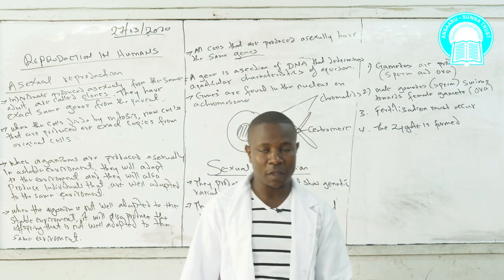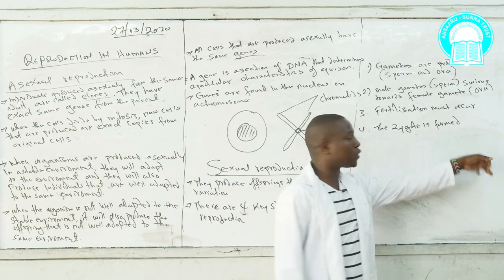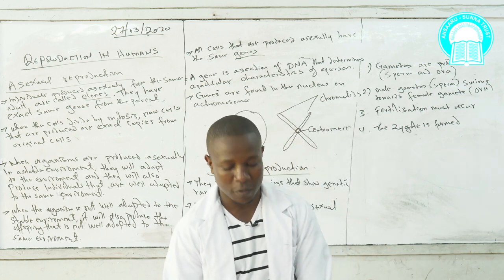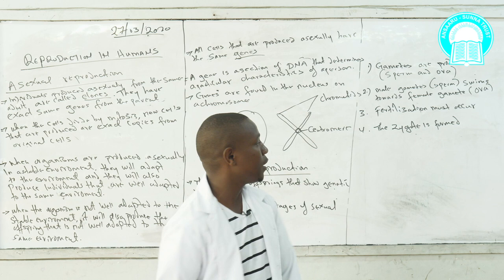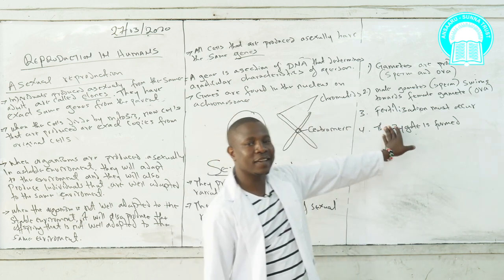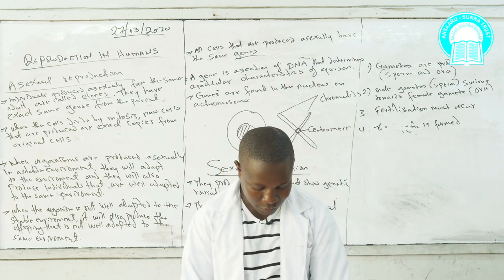And the sperms have to be mature for fertilization to take place. If the sperms are not mature, fertilization is not going to do what? To take place. So how do you know that your sperms are mature? We check the color of the sperm. The mature sperms have to be thick and cream in color.